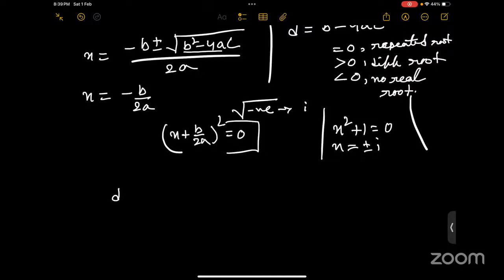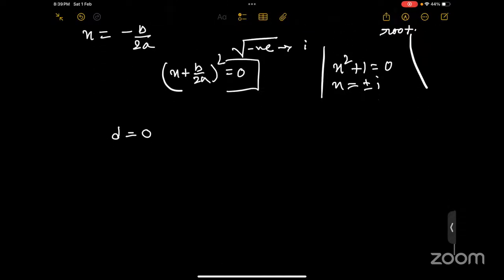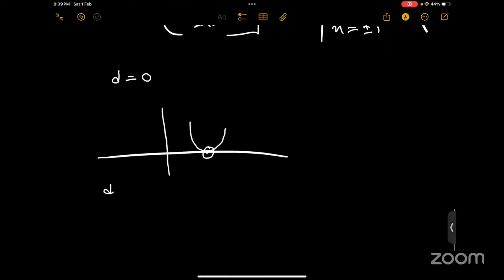So as of now, we know that depending on the discriminant, we can divide the equation into three cases. If the discriminant is 0, we will get two repeated roots. In that case, we will get this type of picture. This means this is our only root and we will get a U type of shape near the root because the root is of order 2. And if D is greater than 0, that means we will get two real roots.